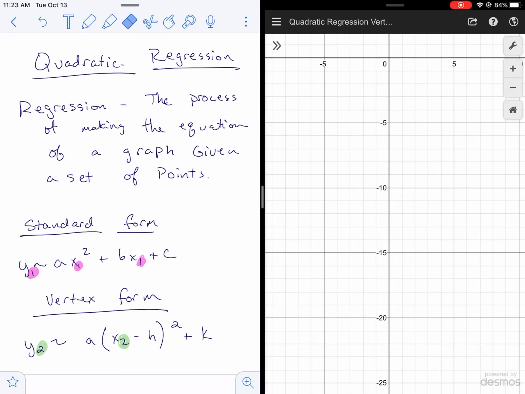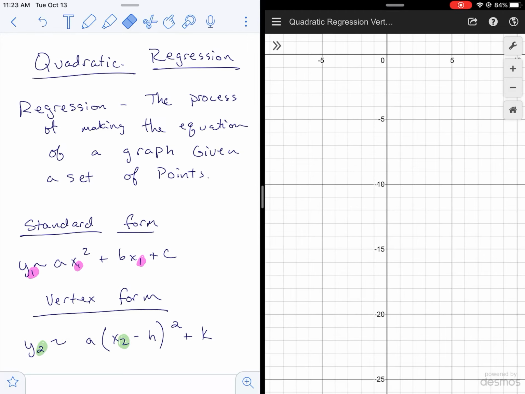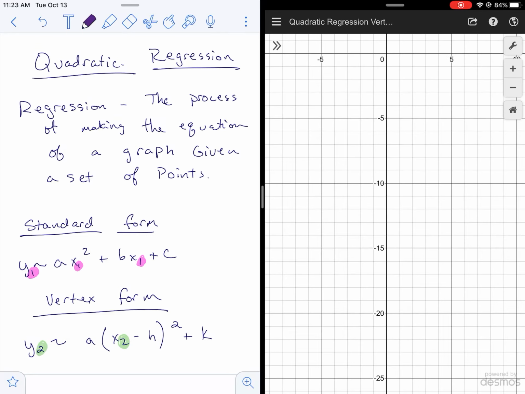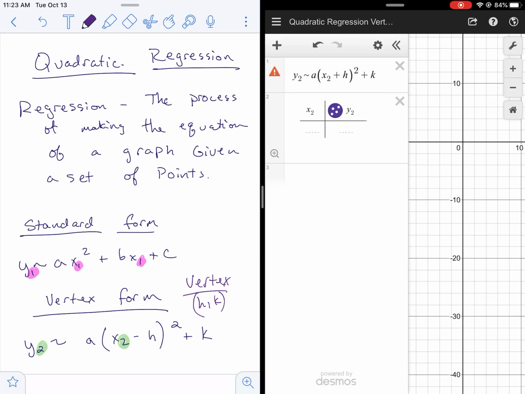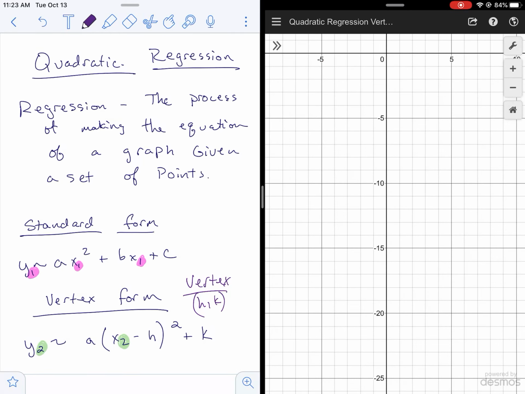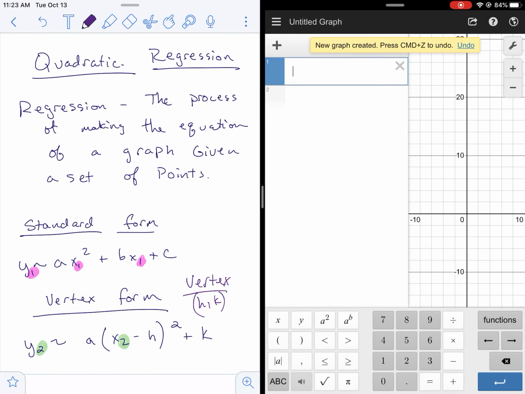Okay, standard form, y equals ax squared plus bx plus c. Vertex form, h and k is the vertex. Okay, let's write that down. Vertex is h comma k. Okay, so where do you start? Start with a brand new graph. All right, let's start with standard form.